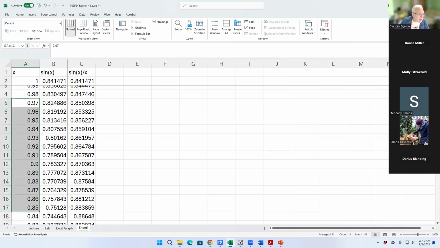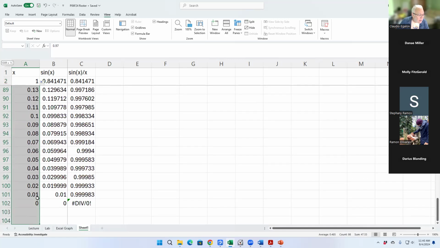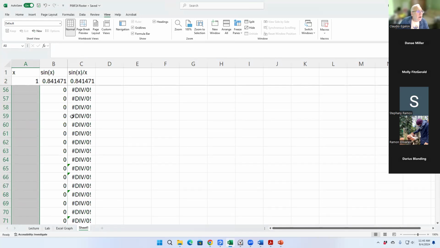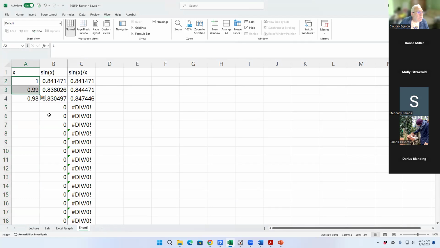Okay, let me erase that for you here. You're going to see it. Let's see, clear contents, right? Okay, so here you go. Let's say I typed 1 and 0.99, and I don't want to type the rest because it would be too much work, right? So Excel has this nice feature that allows you to go one by one. See that? 0.98, 0.97, 0.96, see that?